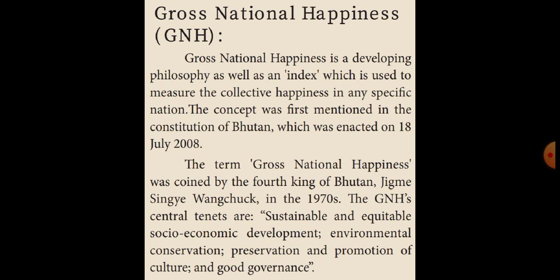Its central tenets are sustainable and equitable socio-economic development, environmental conservation, preservation and promotion of culture, and good governance. These are the central tenets of Gross National Happiness. What are the central tenets? Sustainable and equitable socio-economic development, environmental conservation, preservation and promotion of culture, and good governance.